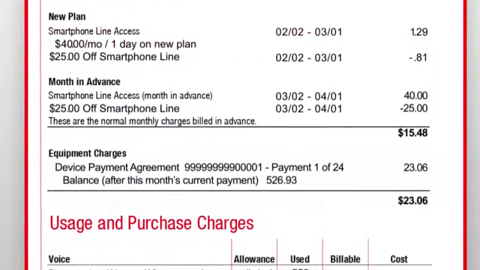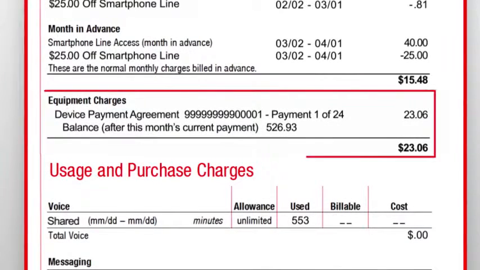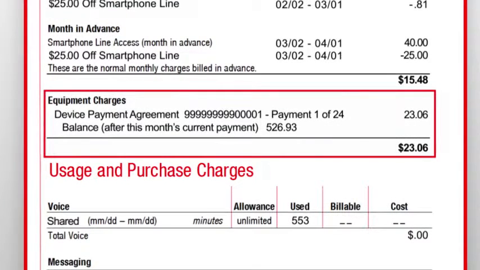Just below is the Equipment Charges section. Here, you'll see your monthly device payments. You'll also see payments made and remaining balance.